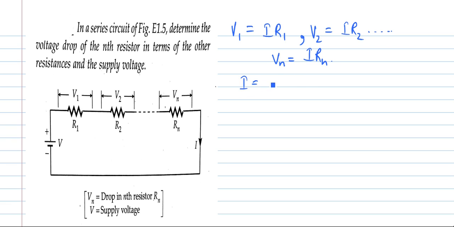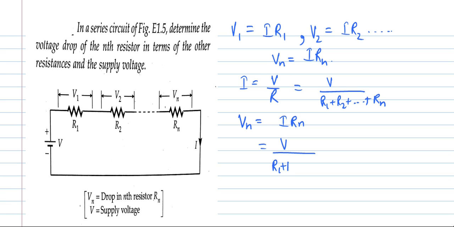So we know that I is equal to V by R, and R here is R1 plus R2 plus dot dot dot plus Rn. This we have already found and derived in the previous lectures. So now we know Vn is equal to I into Rn. Now we will substitute the value of I from this equation in this equation. So V upon R1 plus R2 plus dot dot dot plus Rn, into Rn, that is equal to Vn.